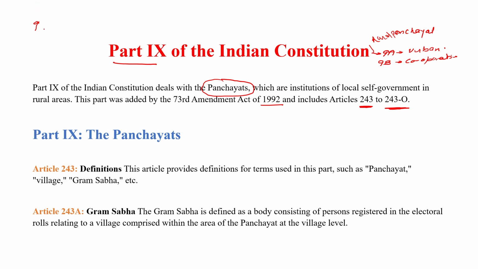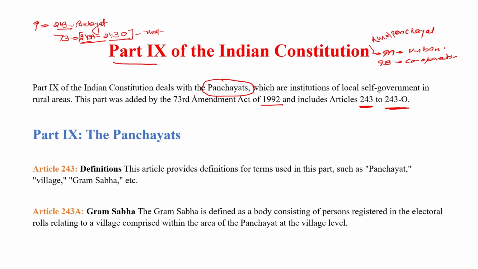Initially, in part 9th there was Article 243 and the title of part 9th was only Panchayat. There was no specific criteria related to Panchayat, like urban or rural Panchayat. No specific criteria was mentioned in part 9th. Then the 73rd Amendment was done and Articles 243A to 243O were added, and these articles deal with the rural panchayat. So we have to understand what is Article 243 and what are Articles 243A to 243O.